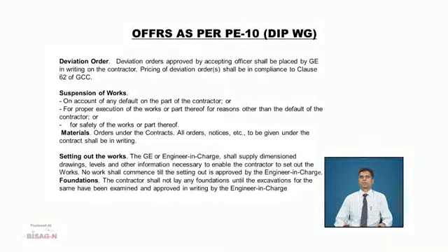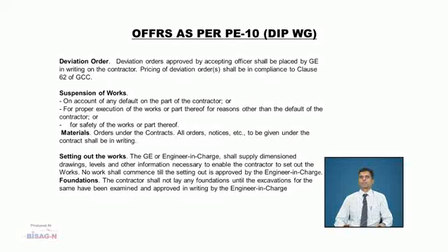Next aspect is deviation orders. Deviation orders approved by the accepting officer shall be placed by GE in writing on the contractor. Pricing of deviation orders shall be governed by condition 62 of general conditions of contract AFW 2249. Next, suspension of works. Suspension of works is exercised by GE on account of any default on part of the contractor, or for proper execution of the works or part thereof for reasons other than default of the contractor, or for safety of the works or part thereof.